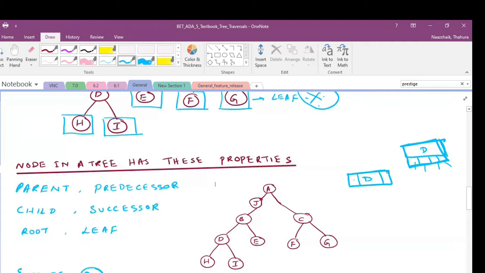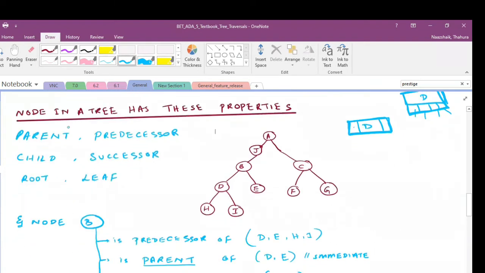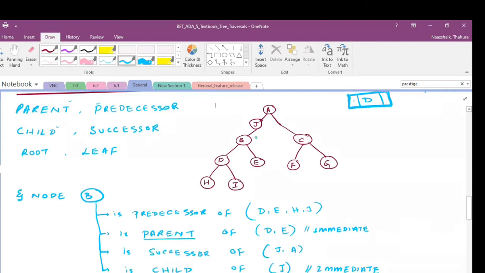Now, every node in a tree has certain properties. Let's look at some of the properties. They have properties called parent, predecessor, child, successor; root and leaf we already saw. So let's look at these definitions. To explain this, I will take one node called B here. Basically, we are talking about hierarchy now, relationship between other nodes. So we say B is a predecessor for all of these.